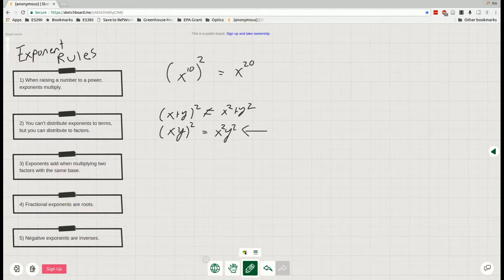This is useful, and don't get these two confused. The reason I'm emphasizing this idea so much is that people get these two confused. You're allowed to distribute the exponent when the factors inside the parentheses are being multiplied, but not when there are two terms that are being added or subtracted. Okay, number 3, exponents add when multiplying two factors with the same base.